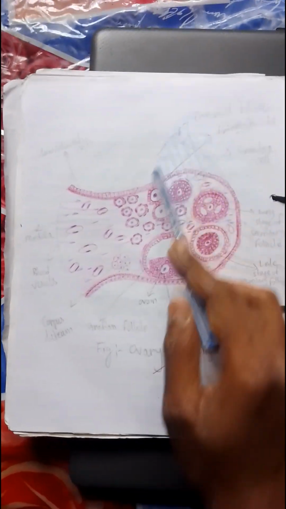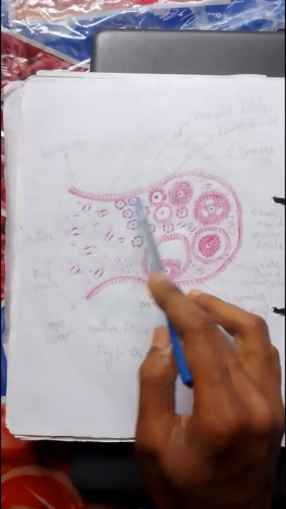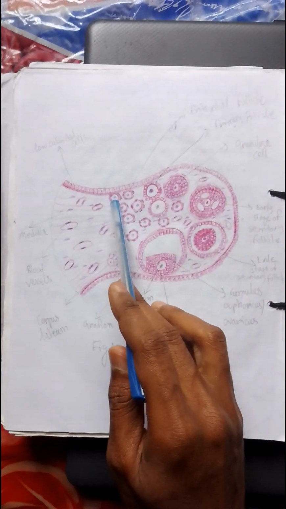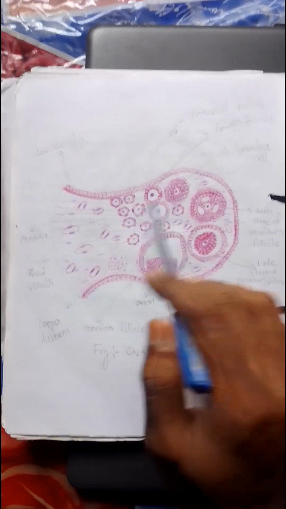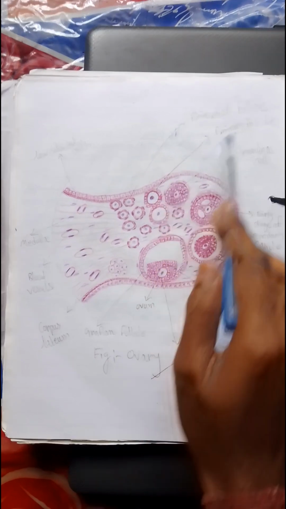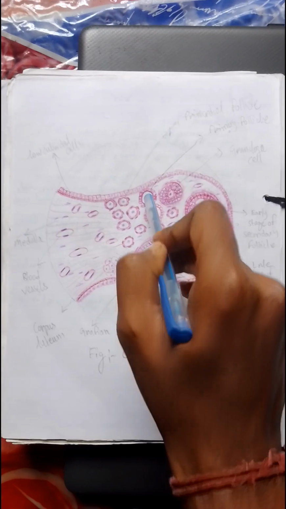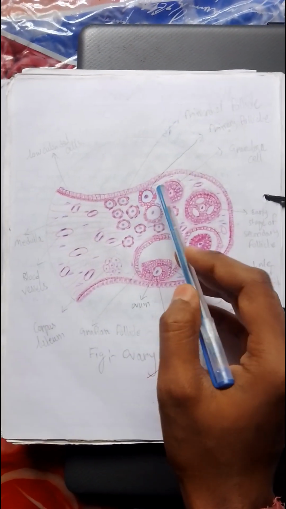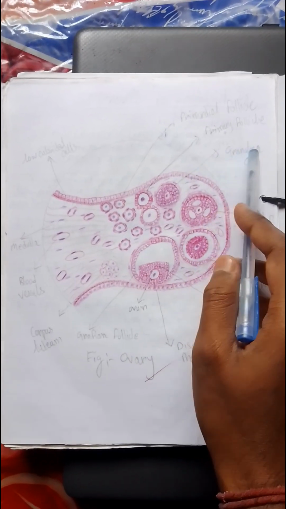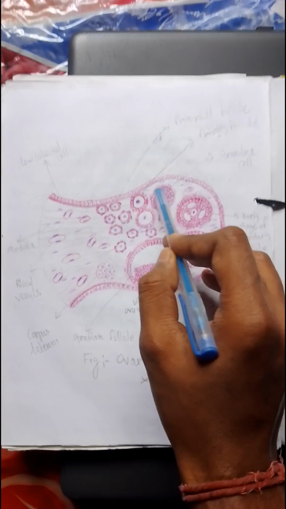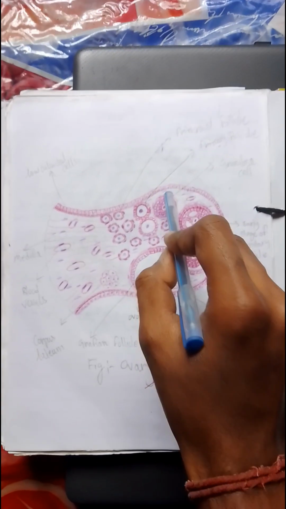Then we can also appreciate these small circular cells, which are the primordial follicles lined by squamous epithelium, and the center is the nucleus. Then we also appreciate the primary follicle, which is surrounded by cuboidal epithelium. The center is the nucleus. This is the cuboidal epithelium. The next stage of development is the granulosa cell layer, which consists of inner cuboidal epithelium and an outer layer of connective tissue fibers.